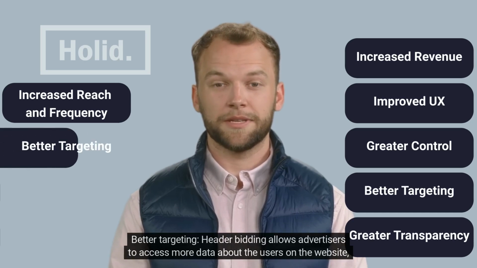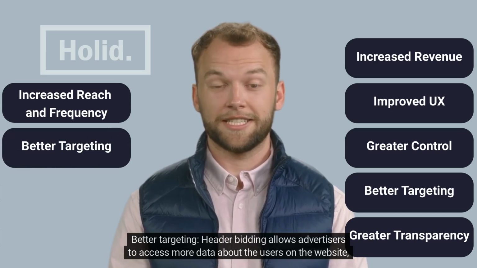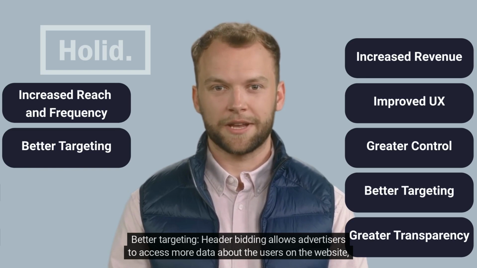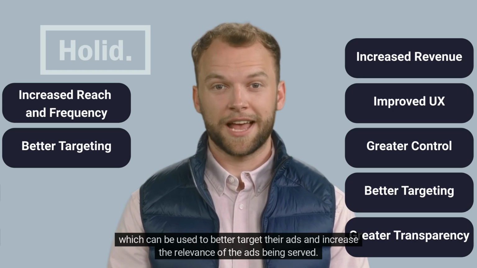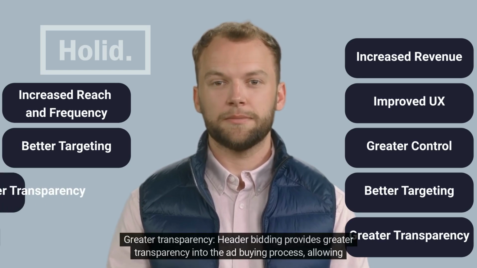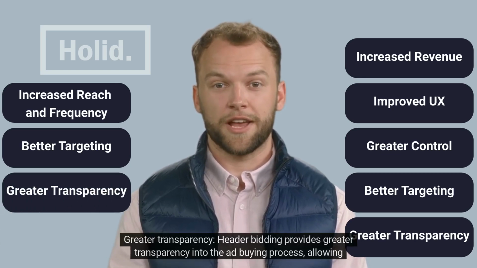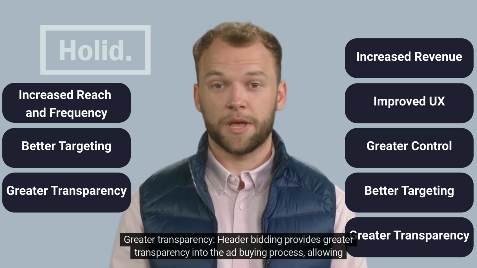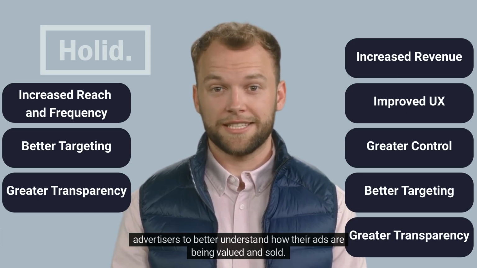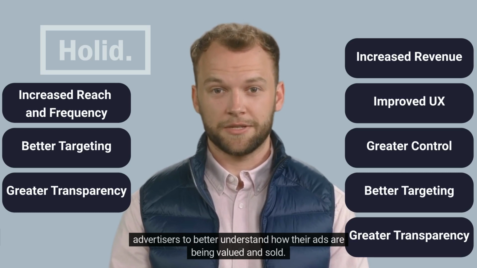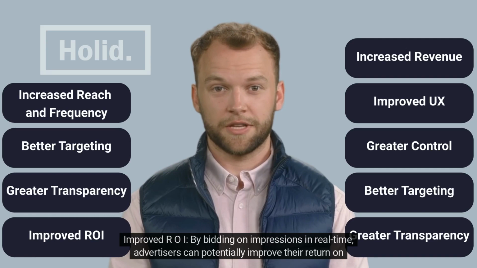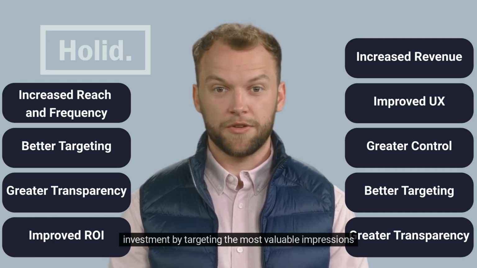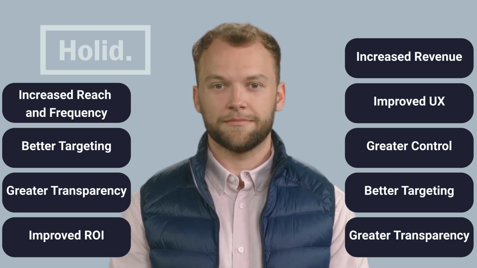Better targeting. Header bidding allows advertisers to access more data about the users on the website, which can be used to better target their ads and increase the relevance of the ads being served. Greater transparency. Header bidding provides greater transparency into the ad buying process, allowing advertisers to better understand how their ads are being valued and sold. Improved ROI. By bidding on impressions in real time, advertisers can potentially improve their return on investment by targeting the most valuable impressions.